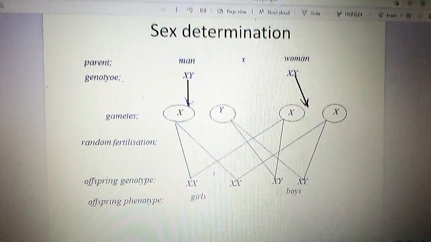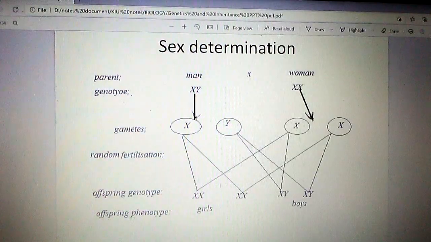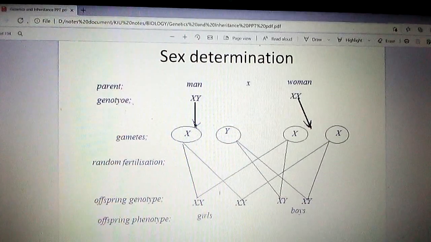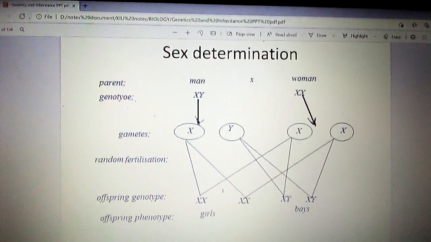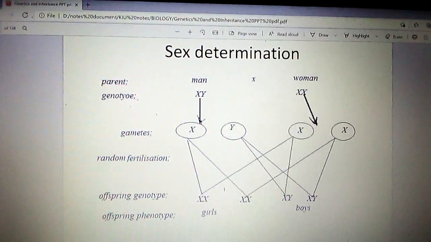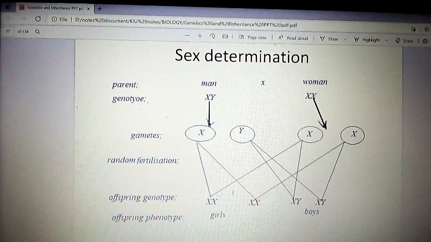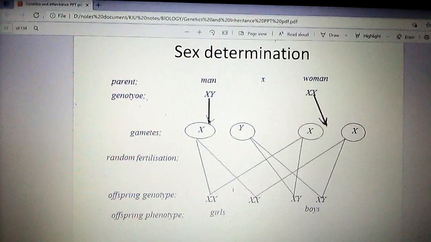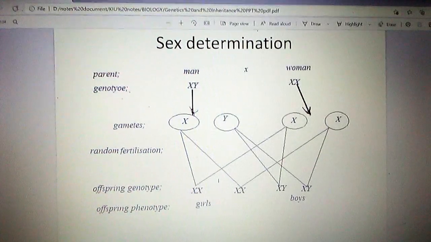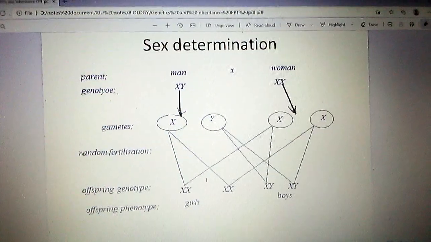Genetically, you can determine it by the type of the parent's genotype. For example, a man is having XY and a woman is having XX. And this genetic information can be randomly fertilized. In random fertilization, you'll find the chances of getting a boy or a girl is at 50 percent, meaning you can get a boy or a girl. But all these things can be altered by the timing of the intercourse.